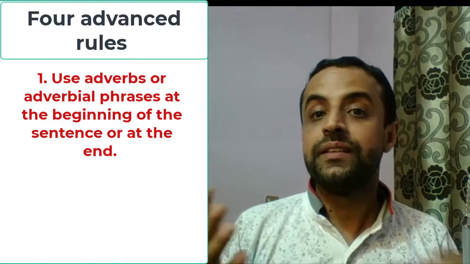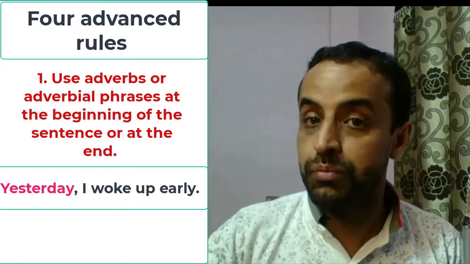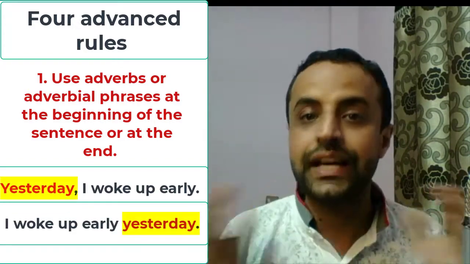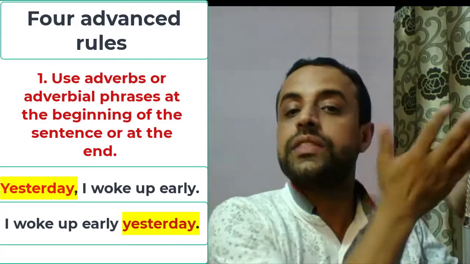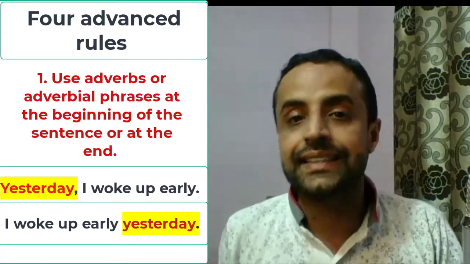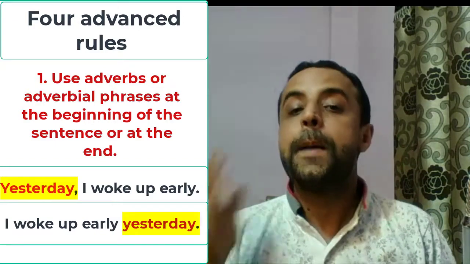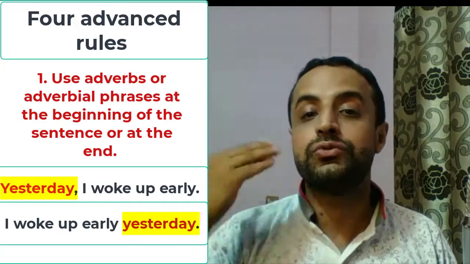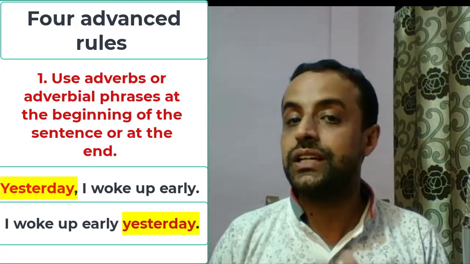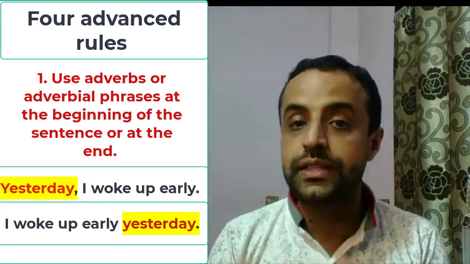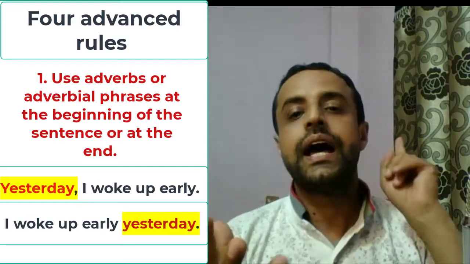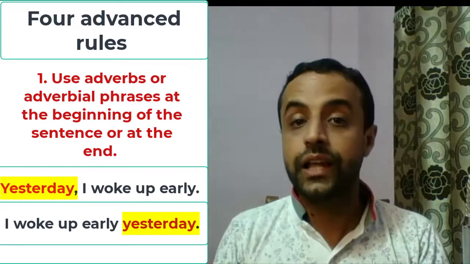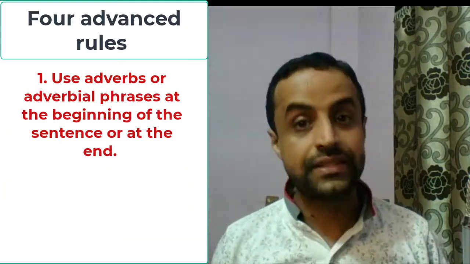For example, yesterday I woke up early. I woke up early yesterday. These 2 sentences are correct. I used the adverb yesterday at the beginning of the sentence and at the end of the sentence. These are fine. But if you say, I yesterday woke up early, this is wrong, especially if you are writing, especially in formal writing. So to avoid this one, always use adverbs and adverbial phrases at the beginning of the sentence and at the end of the sentence. Is this clear? I hope it's clear.